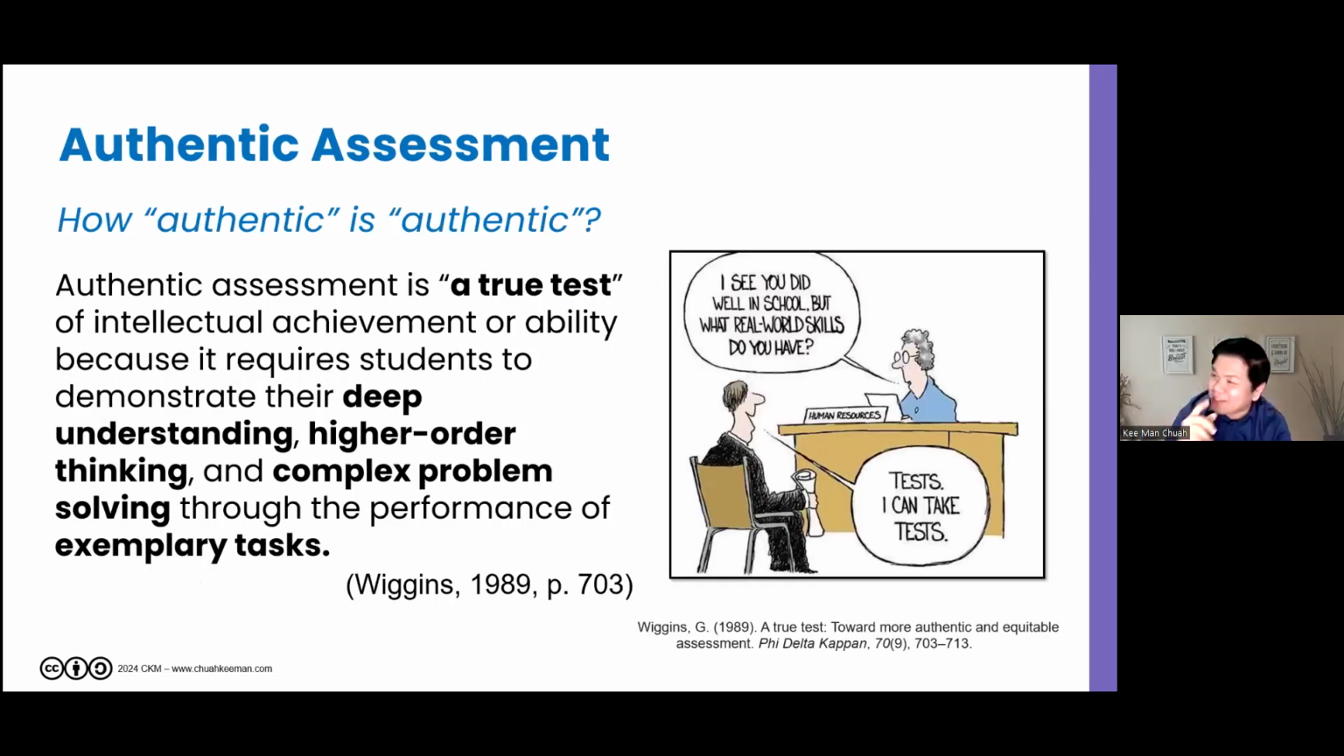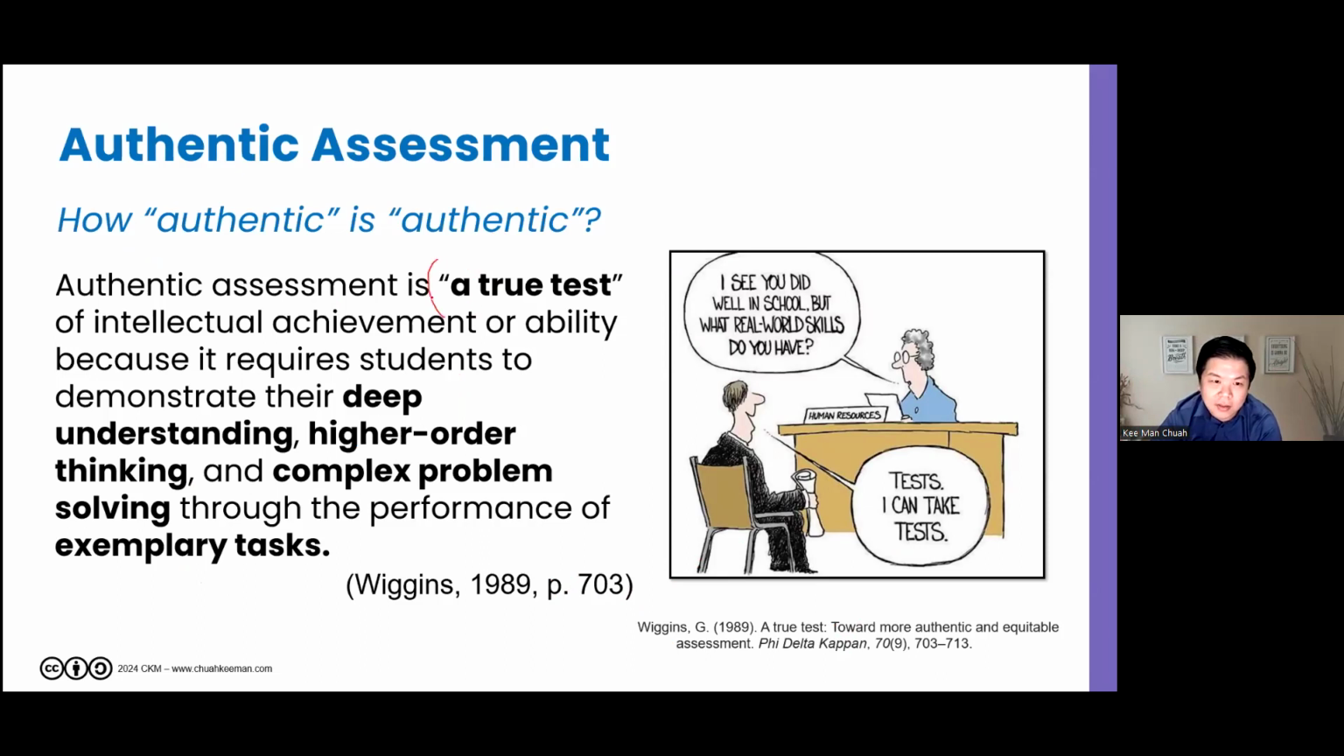I asked the same question just now: how authentic is authentic? All right. So Wiggins, in 1989, was recognized as the first one to coin this term, authentic assessment, by defining it as it is on page 703. You can download this later. I put the reference here on the exact page.